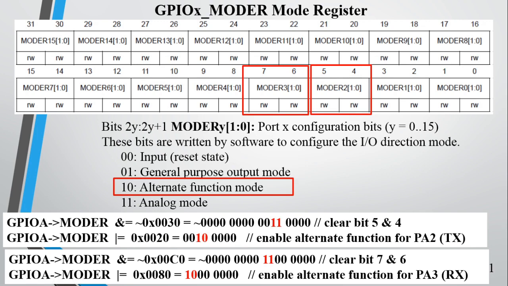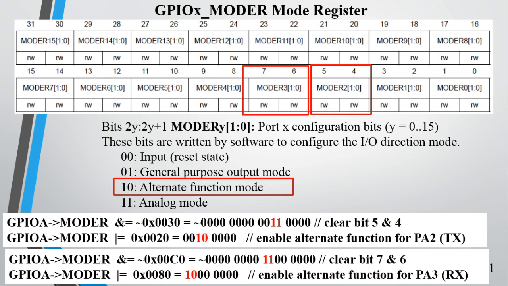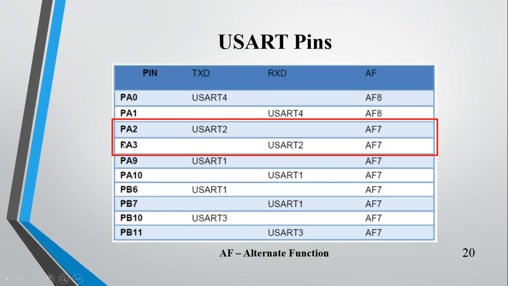So how will you configure the functionality? By default, PA2 and PA3 will be configured as GPIO pins in input direction. We need to configure the functionality of PA2 and PA3 as UART pins. How will you configure the functionality of a pin? By using the mode selection register. Since you are configuring PA2 and PA3, you need to configure the mode for GPIO A.